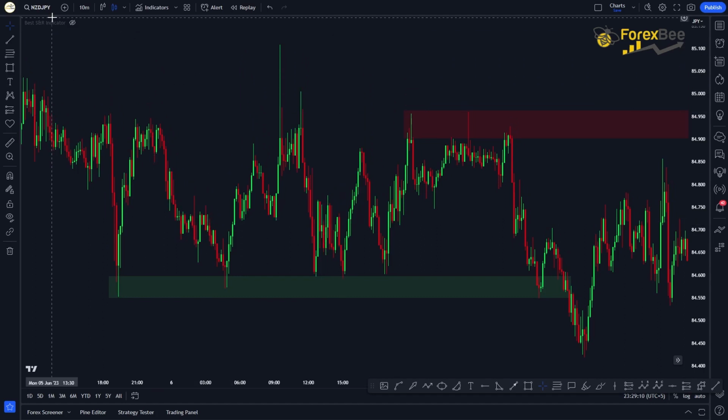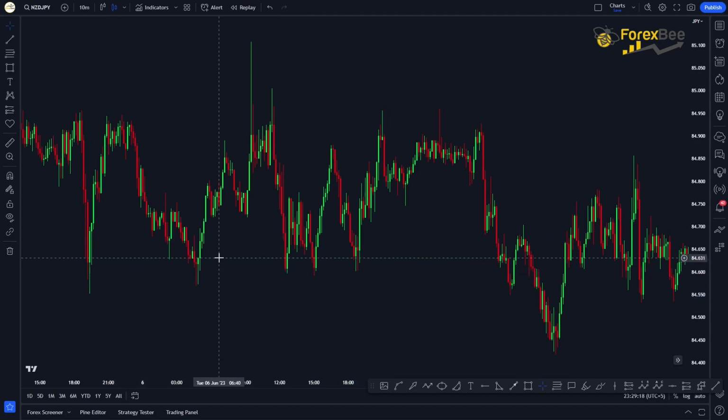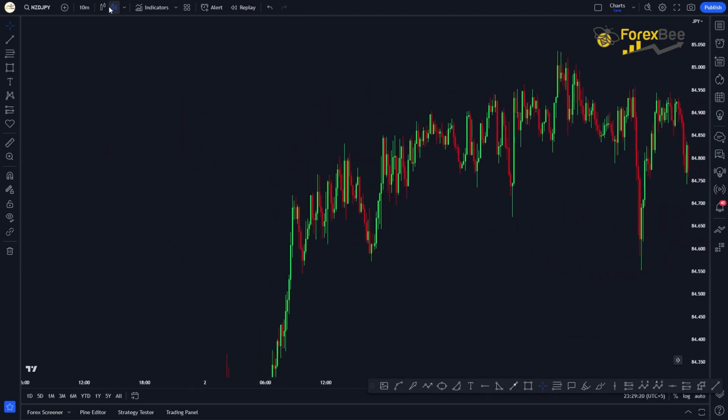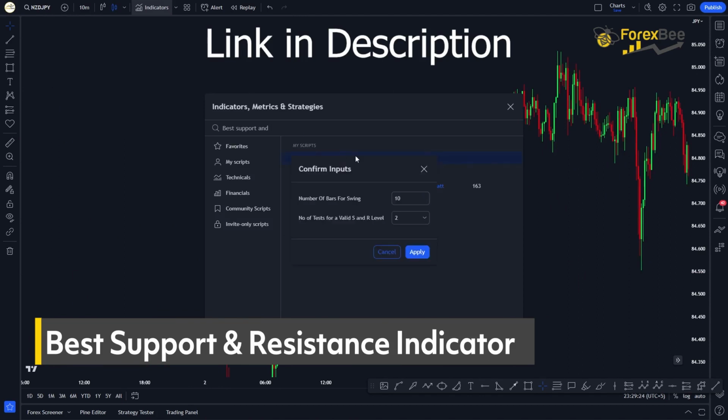But you can also use our best support and resistance indicator that will identify these types of support and resistance zones for you automatically. So let me just go towards the indicator tab, and here let me search for the best support and resistance indicator, and I'm going to apply it to the chart.